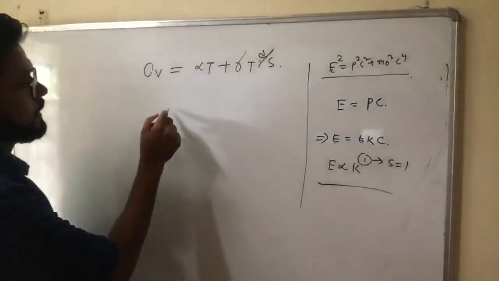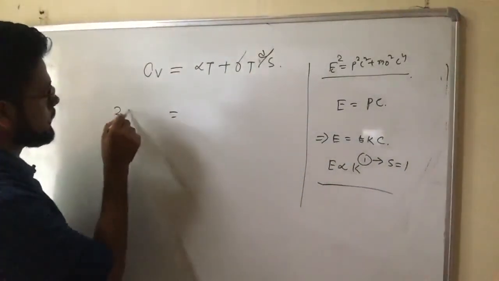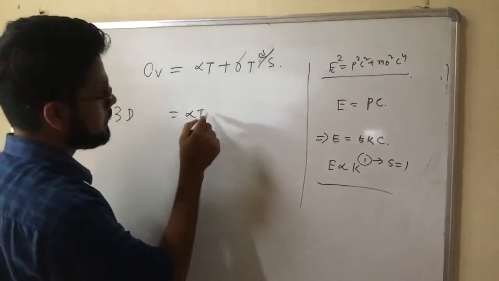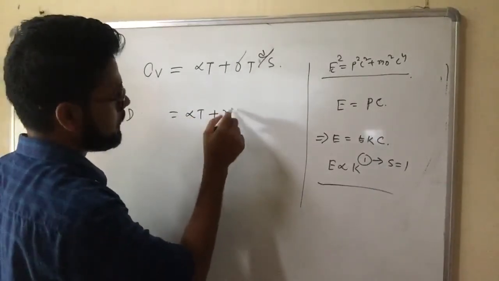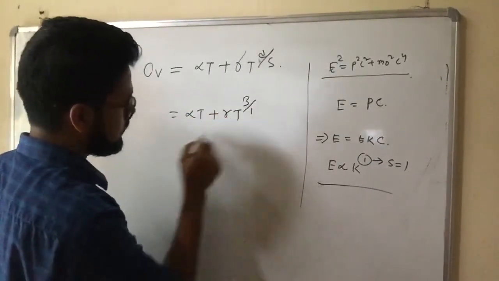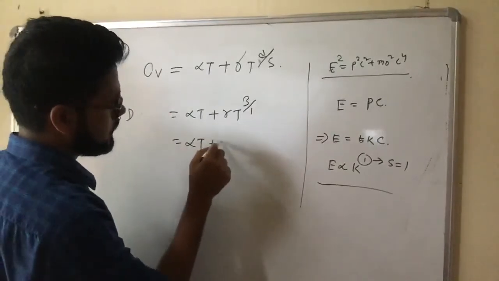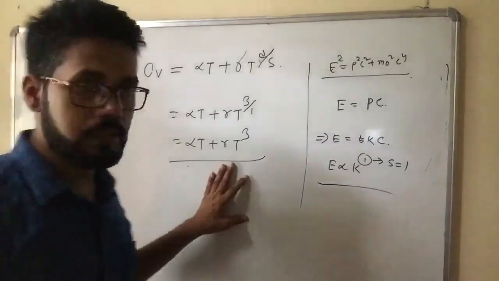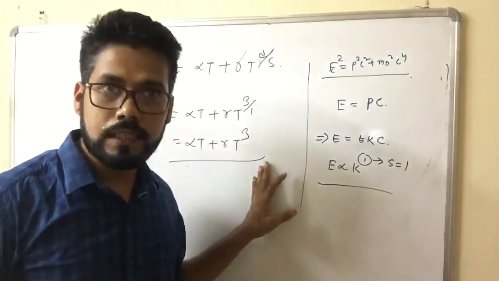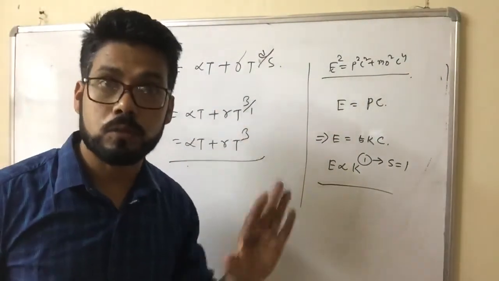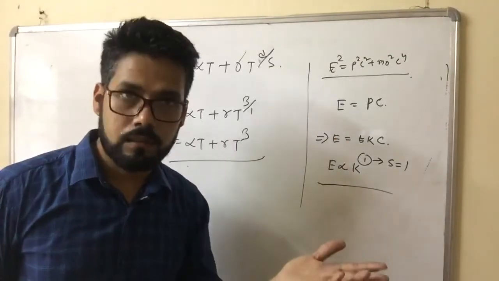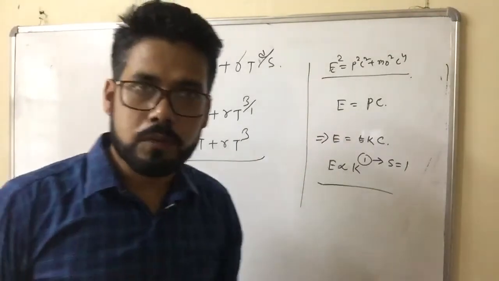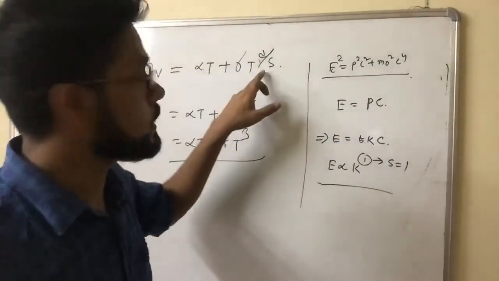So in specific heat, if it is a three-dimensional crystal, a 3D crystal, C equals alpha T plus gamma T cubed. Remember, this is the specific heat of a three-dimensional crystal for phonons, which are bosons. There may be any particle which is also a boson, may not be phonon.